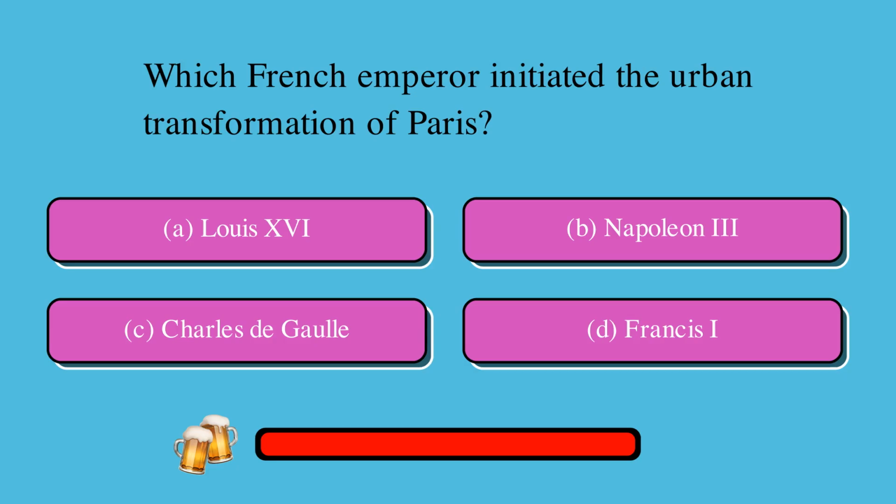Which French emperor initiated the urban transformation of Paris? Is it A. Louis XVI, B. Napoleon III, C. Charles de Gaulle, or D. Francis I? The correct answer is B. Napoleon III.